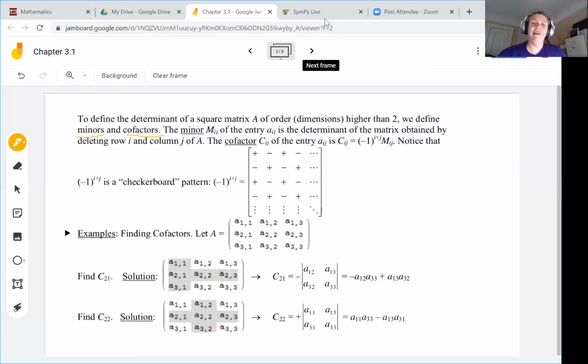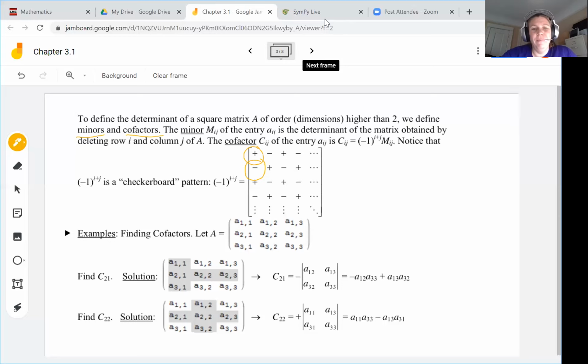So notice that negative 1 to the i plus j is going to be a checkerboard pattern. So if you are in row 1, column 1, that's going to be positive because it's negative 1 to the 2, 1 plus 1 for i plus j. But if you shift down to row 2, column 1, 2 plus 1 is 3, so negative 1 to the third power is going to give us negative, and so on.